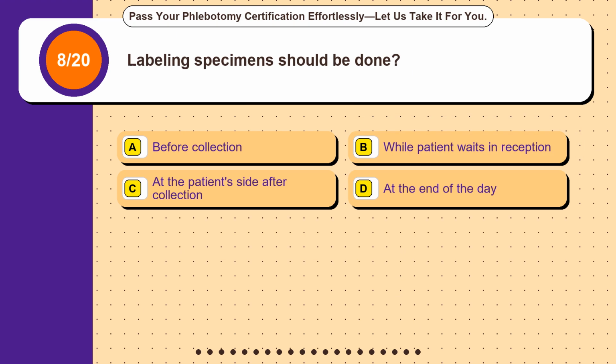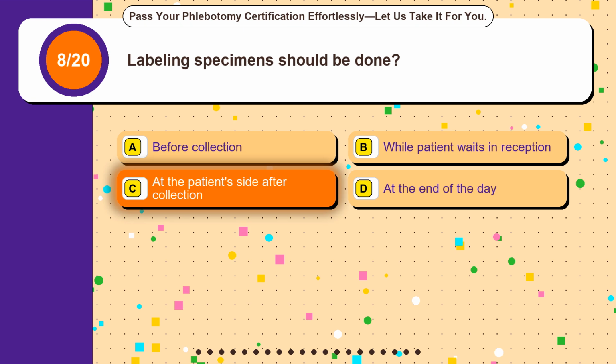Question 8. Labeling specimens should be done: Option A, before collection. Option B, while patient waits in reception. Option C, at the patient's side after collection. Option D, at the end of the day. The correct answer is option C, at the patient's side after collection.